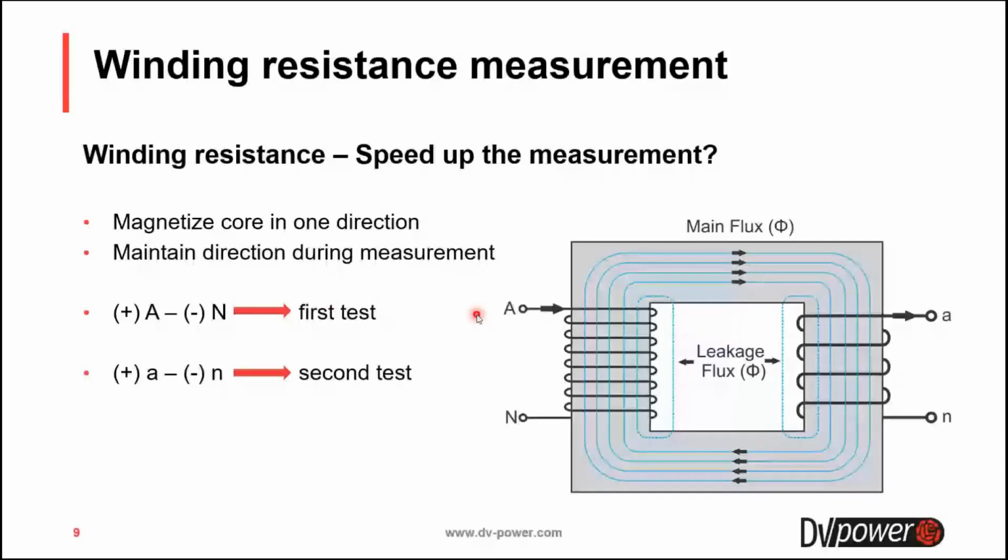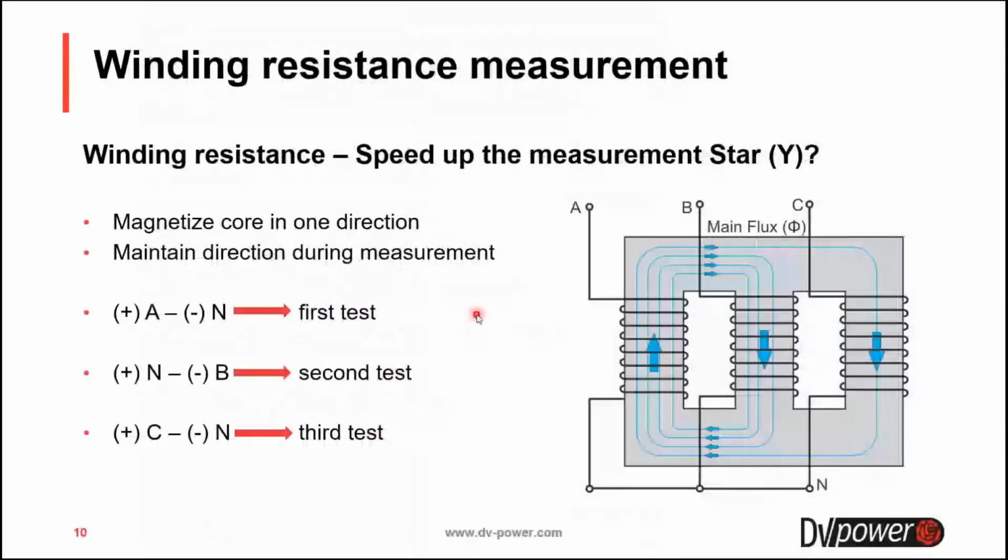This slide is like the previous slide, but I show you this principle on a three-phase transformer. Like the single phase transformer, if we first test A to N, the second will be N to B, and the third test will be C to N, to maintain the flux direction.